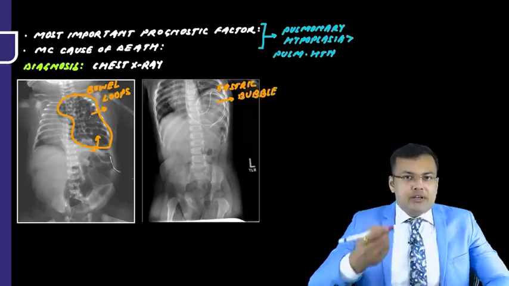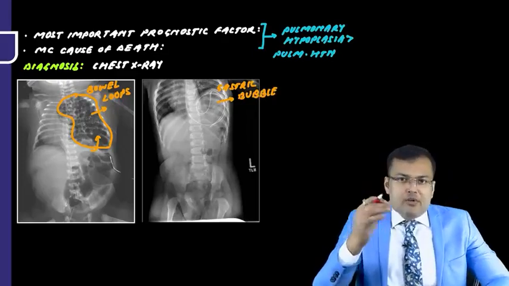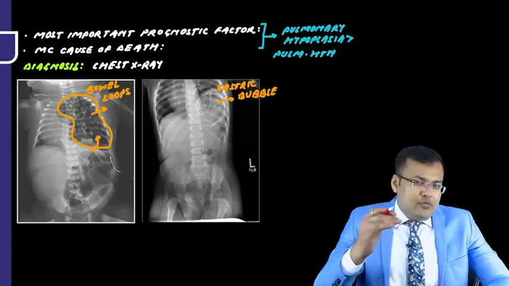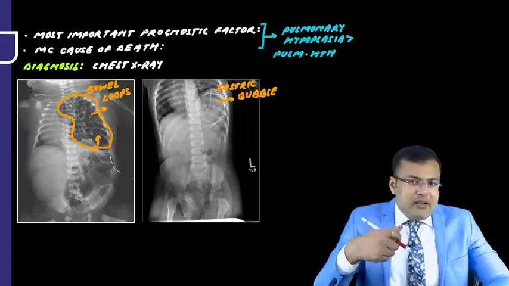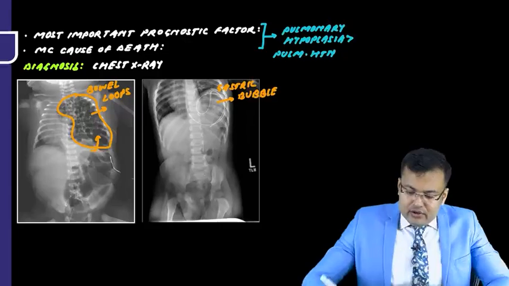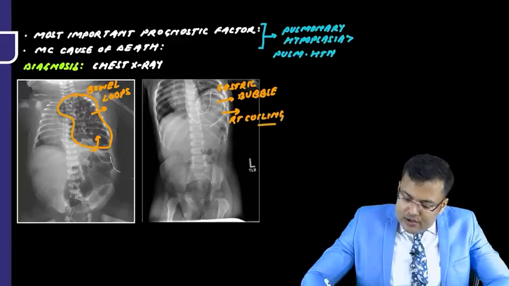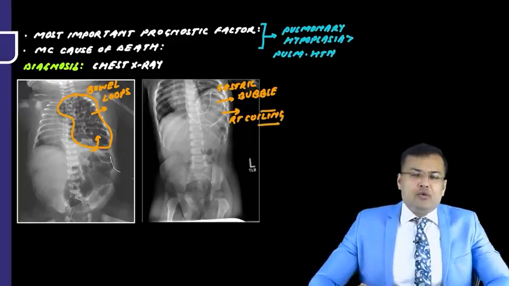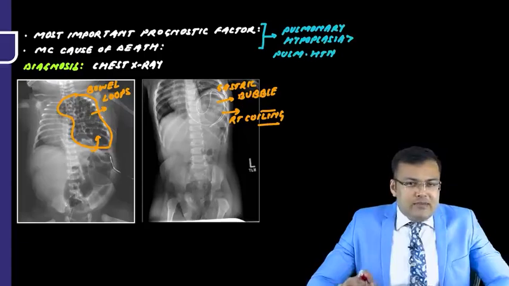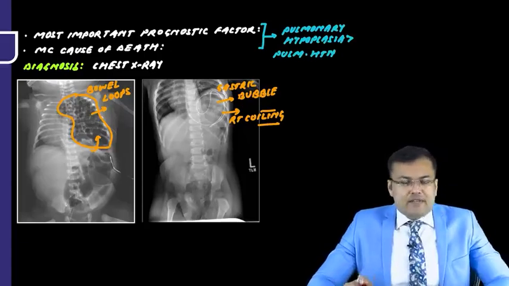An important point: if you are going to insert a Ryle's tube, coiling of the Ryle's tube will occur in the stomach and here it is located in the thorax. So you can see here coiling of the Ryle's tube. So you can easily make the diagnosis on the basis of chest x-ray.